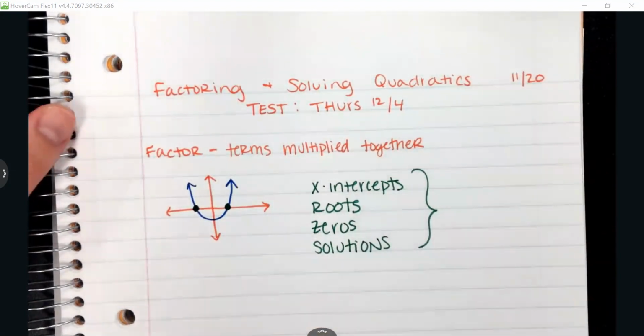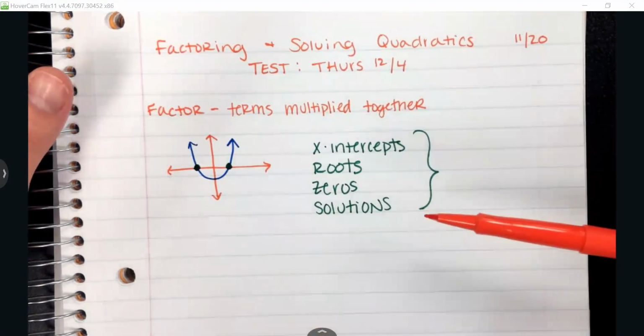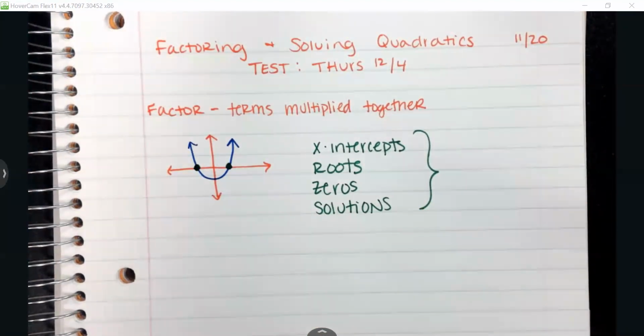So on a test, if I ask you, what are the roots? You have to know that I'm asking you, what are the x-intercepts? Where does the parabola touch the x-axis? If you raise your hand during a test and ask me what those vocabulary words mean, I'm going to walk away because you have to know them, okay?